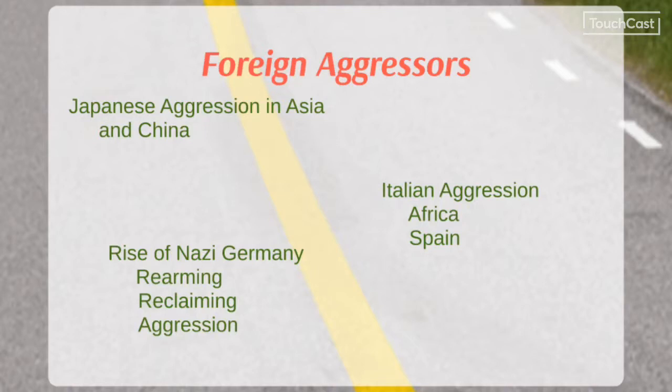So the three main aggressors, Japan, Italy, and Nazi Germany, they were on the rise through the 20s and 30s, and the world was reacting. The United States was split as to whether they should stay out of this argument or get involved. The isolationists and the interventionists were the two groups fighting to influence American foreign policy.